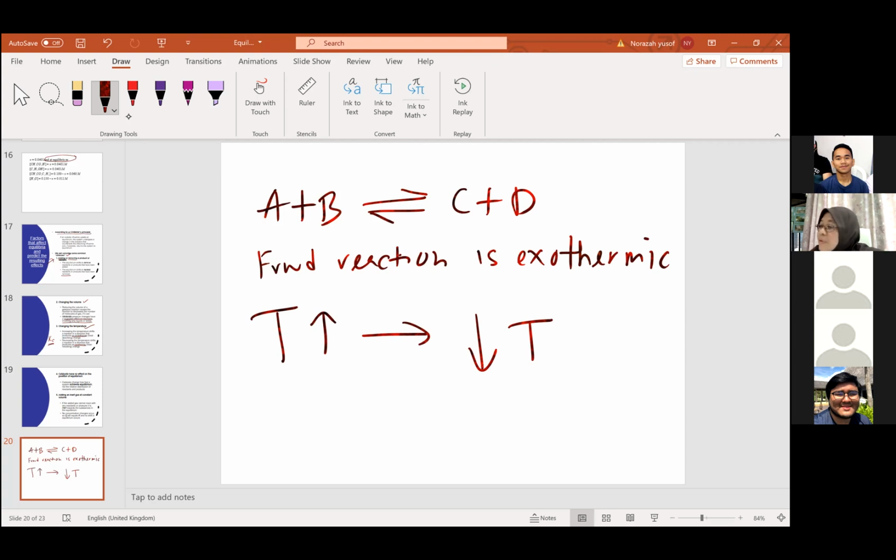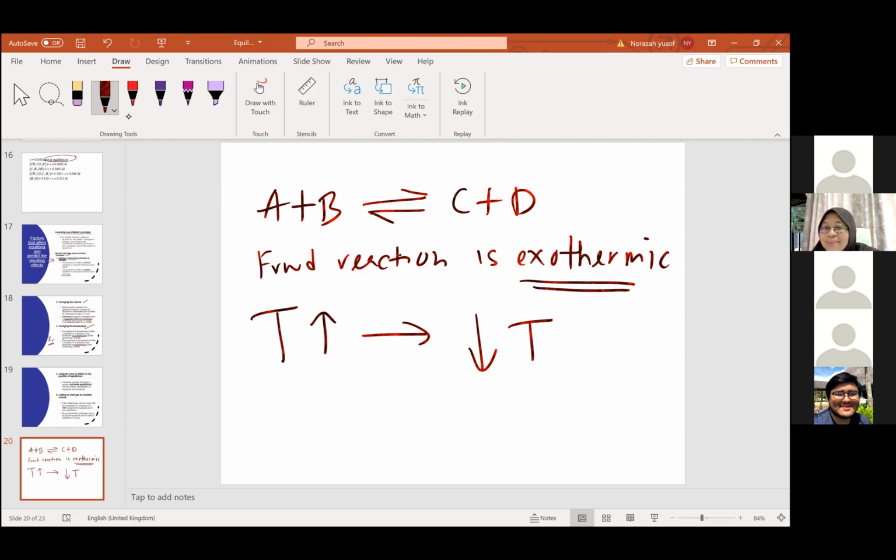Now, if the forward reaction is exothermic, you know that the forward reaction will produce more heat because it is exothermic, right? So my question is whether the equilibrium will be shifted to the left or to the right. To the right. Any other answer? Left. Okay, why left, why right?